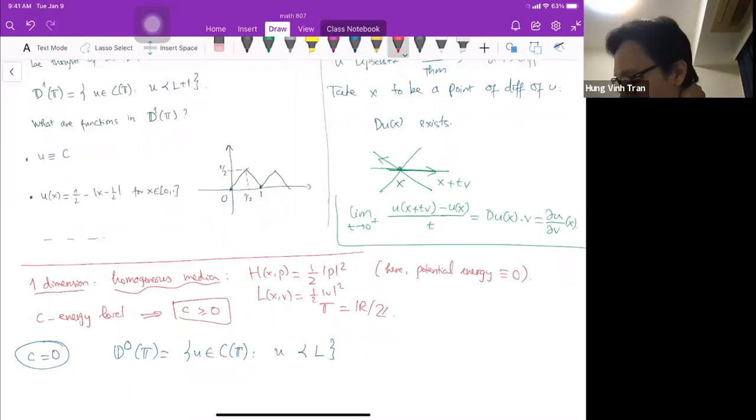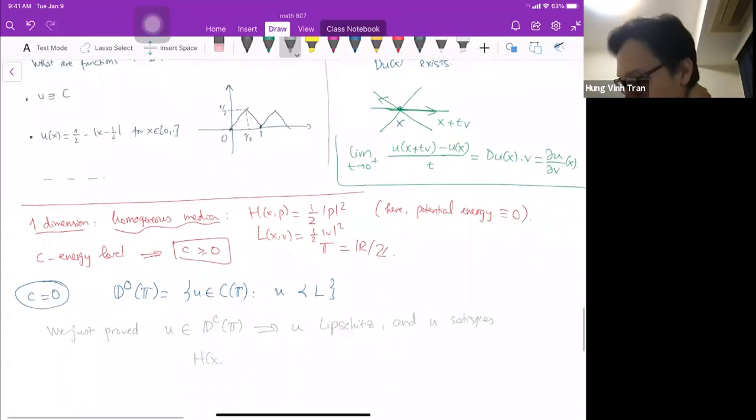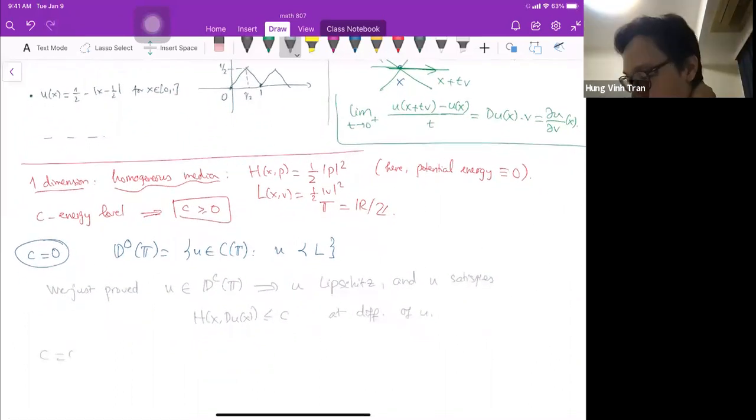Okay, so there are many ways to see D0 of T. How do I see it in the clearest way? Well, we just proved that if U is in DC of T, then it implies that U is Lipschitz. Again, this is not yet if and only if, but U is Lipschitz and U satisfies, at differentiable points of U, that H of x, du x is less than or equal to C. So you use this result for C equals 0. You write exactly like that.